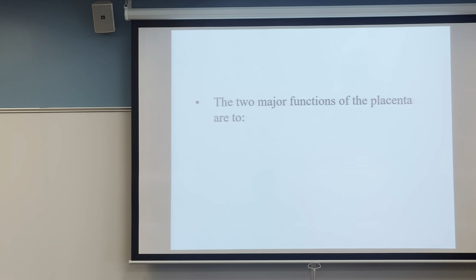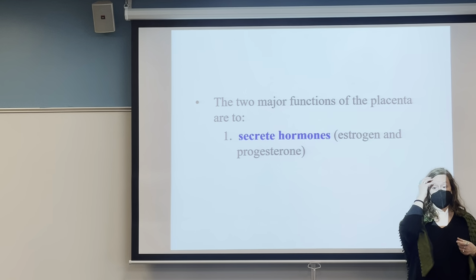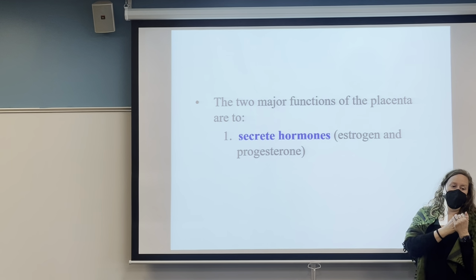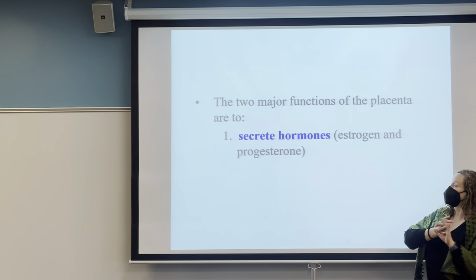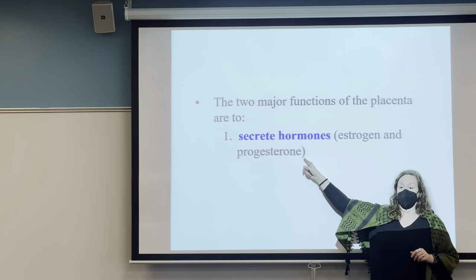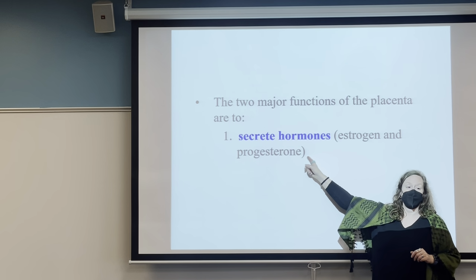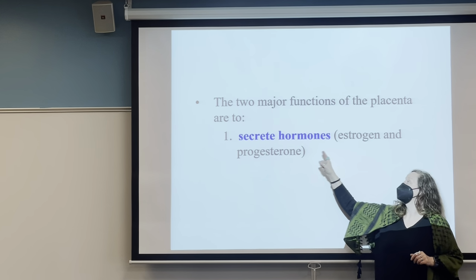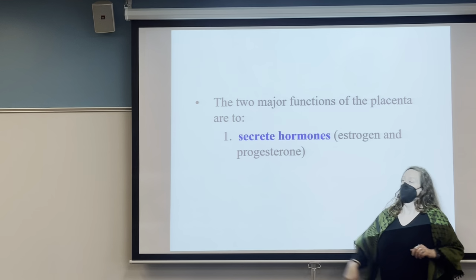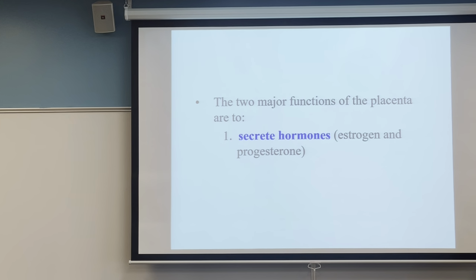So there's two major jobs of the placenta. One is one that we often don't think about, but let's go back to thinking about the ovarian and menstrual cycle. The controllers of the ovarian and the menstrual cycle are hormones, estrogen and progesterone. Those continue to develop. The placenta's job is to secrete that.